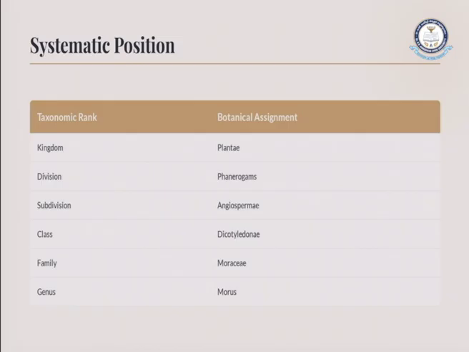Then we see the Moraceae family. As I mentioned, it belongs to the family called Moraceae. There are very specific and unique characters that have been identified and placed under this family. The division, identification and classification of the family is based on the features, the characteristics and the identifications that are present.